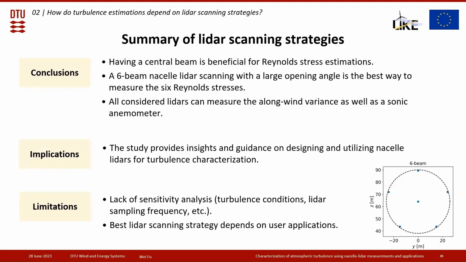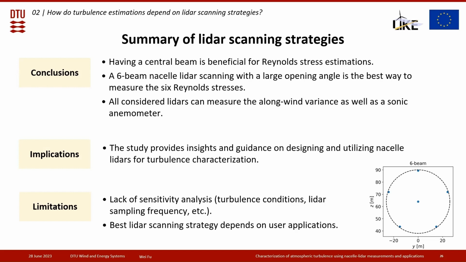Now let's summarize the second study about the LiDAR scanning pattern. We have seen from comparing the 5-beam and 5+1-beam LiDARs the benefit of adding a central beam. It's good for Reynolds stress estimation. Also, we see the 6-beam LiDAR scanning with a large opening angle gives the best Reynolds stress estimation, and is the best way to scan the inflow for turbulence estimation.